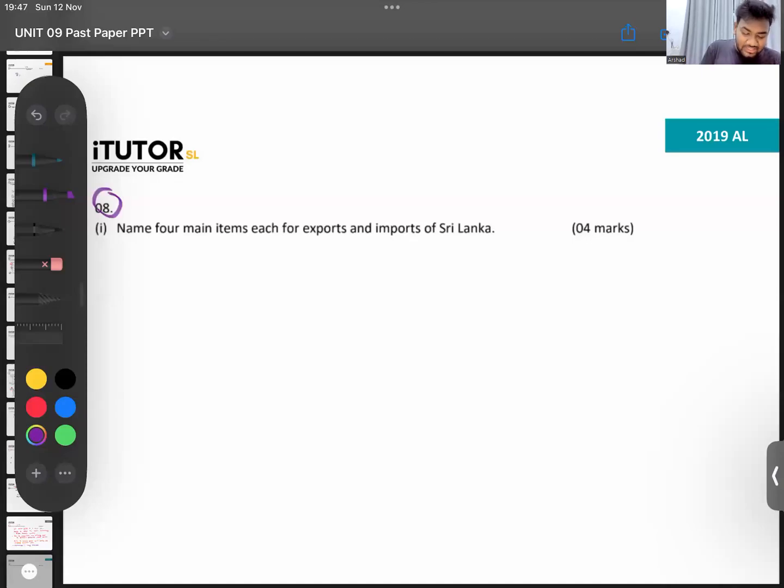2019 A-Levels, question 8, part 1. Name 4 main items of exports and imports of Sri Lanka. Can someone quickly tell me, Lamai, and tell me the year that we did this? Tell me the 4 main export items.